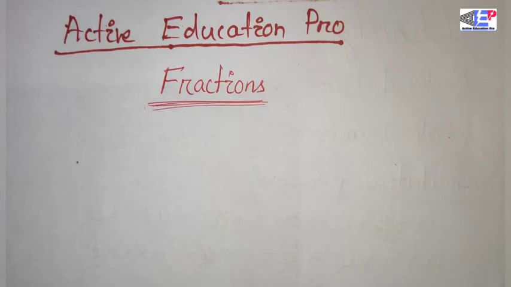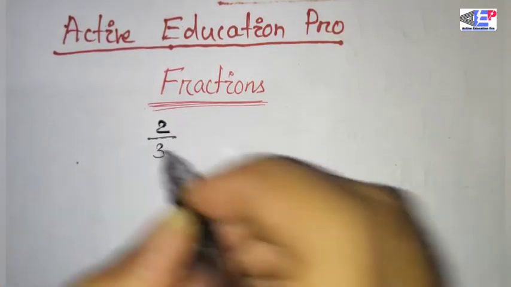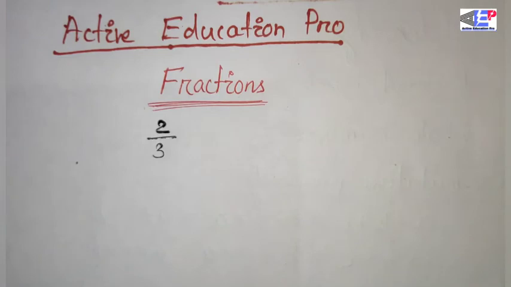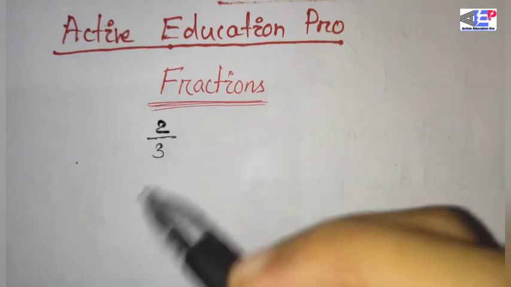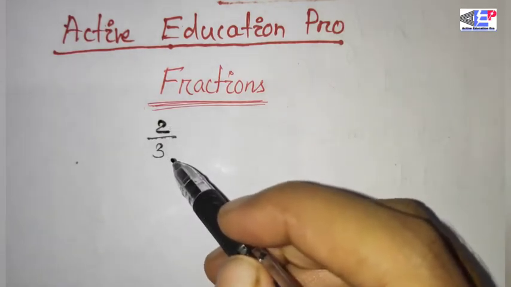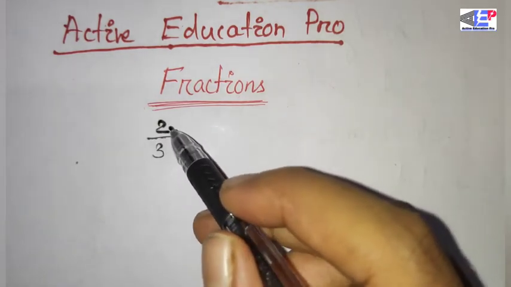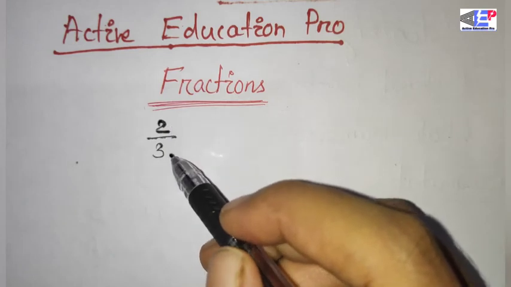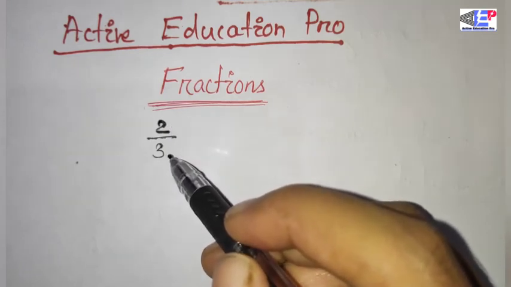As you know, there are integers, whole numbers, real numbers. Similarly, a fraction is also a number, but it is in a rational form. Fraction means, first I write an example, 2 by 3. Here 2 by 3 is a fraction. How could you know whether it is a fraction or not? 2 by 3 is a fraction because it is represented in p by q form. Here p is the numerator and q is the denominator. And a fraction means a part of a whole.